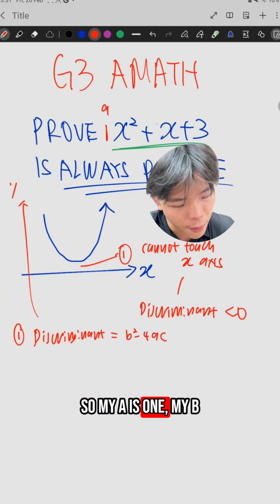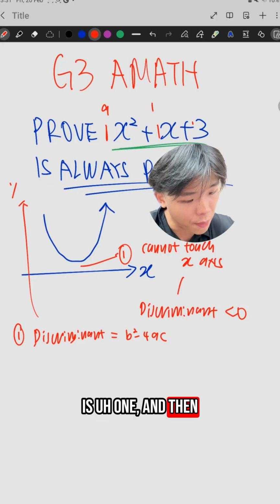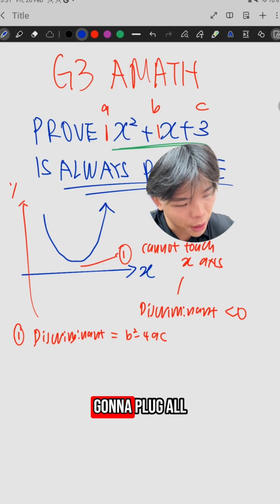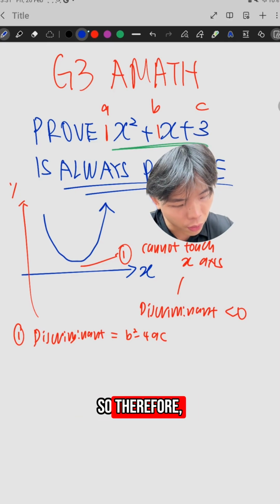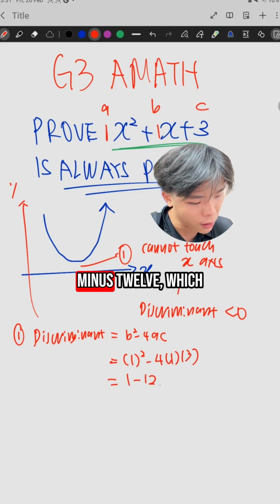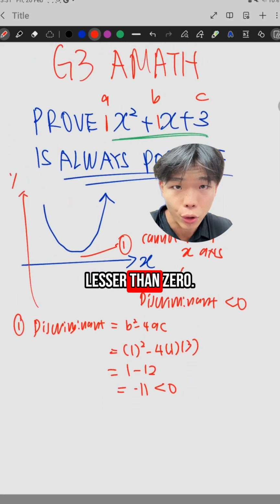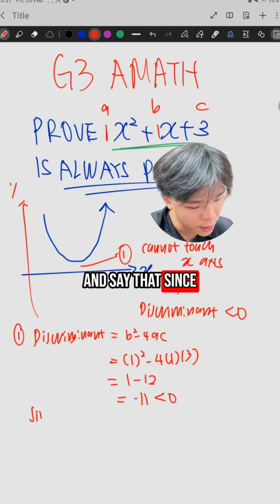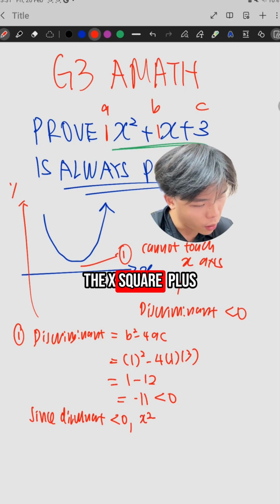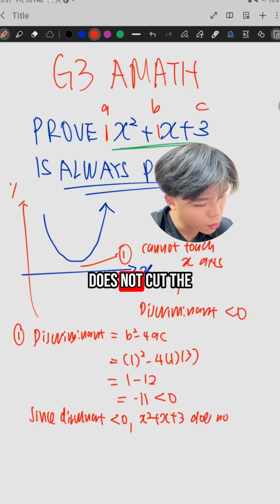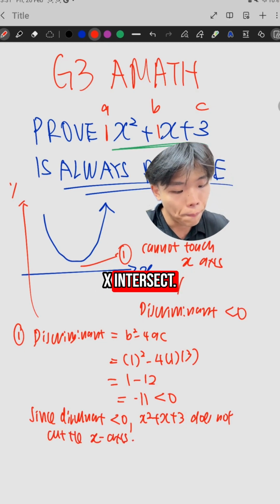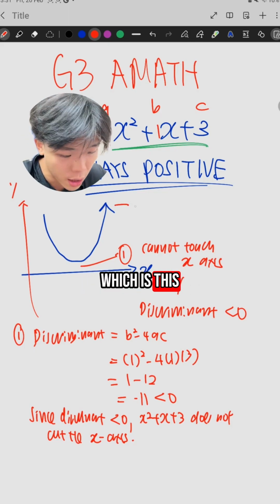So my a is 1, my b is 1, and my c is 3. I'm just going to plug all of that into the equation. So I'll write it as b squared minus 4ac, which gives me 1 minus 12, which is negative 11, and therefore it's less than 0. And over here, we just need to write a simple explanation and say that since the discriminant is less than 0, the x squared plus x plus 3 does not cut the x-axis. There is no x-intercept.